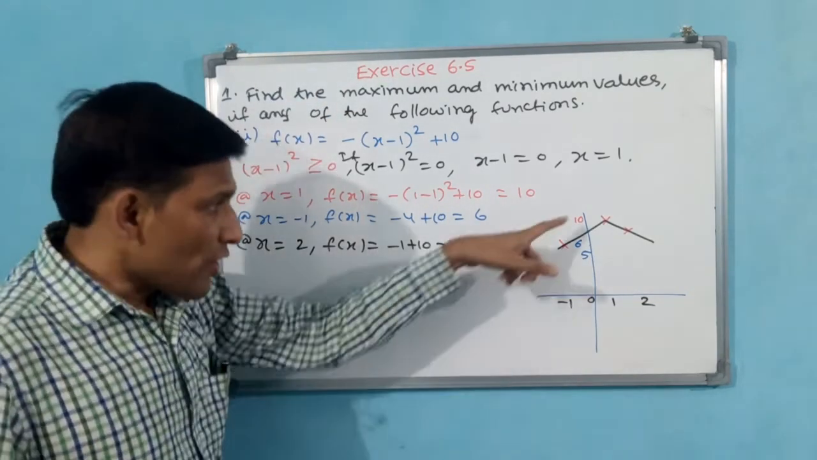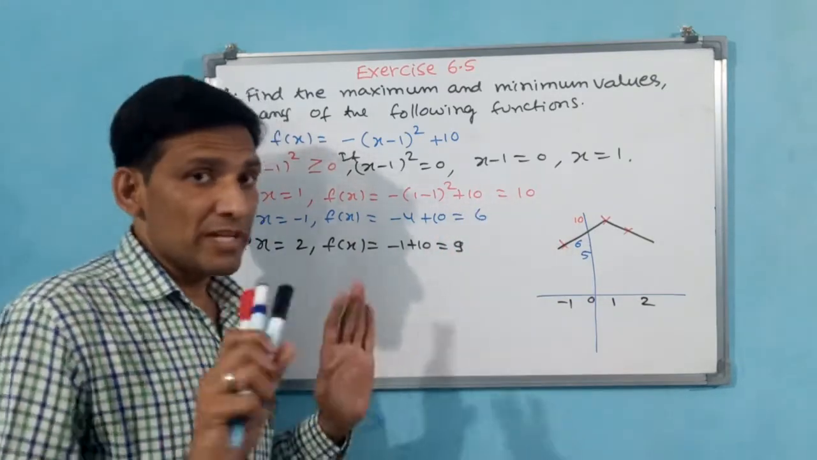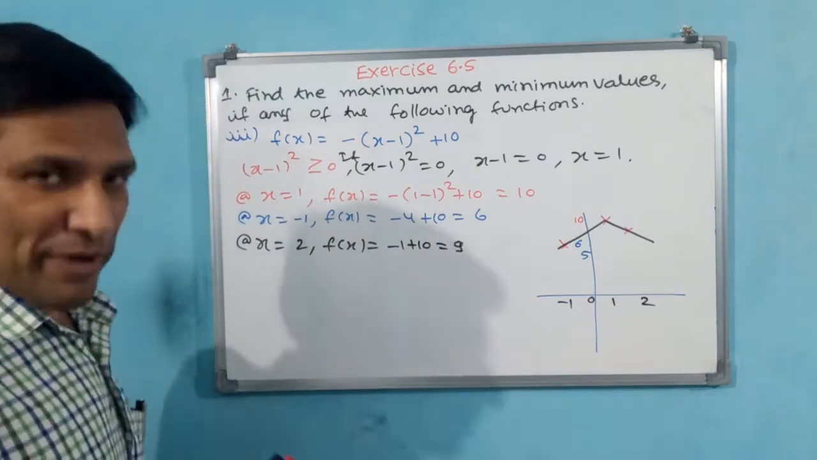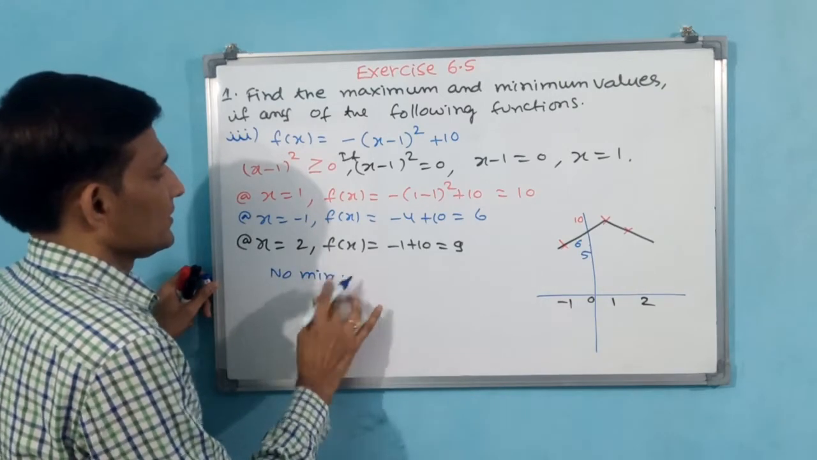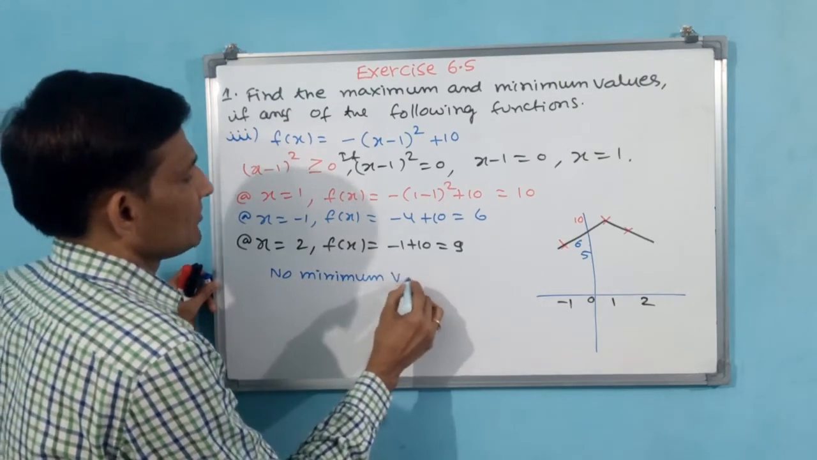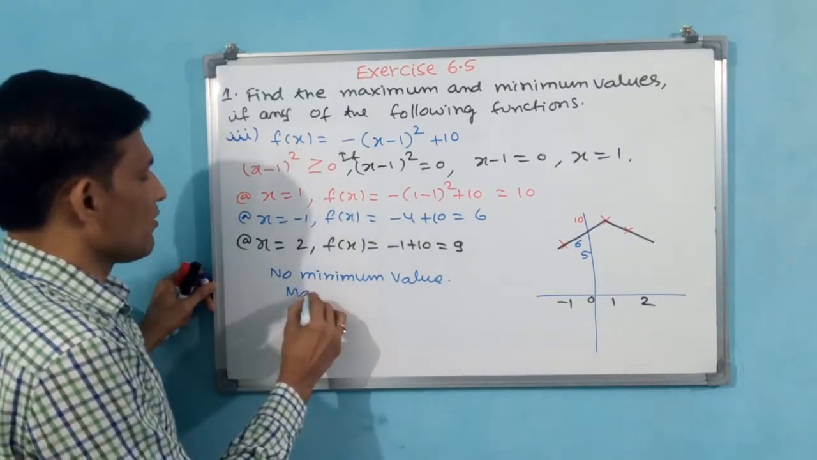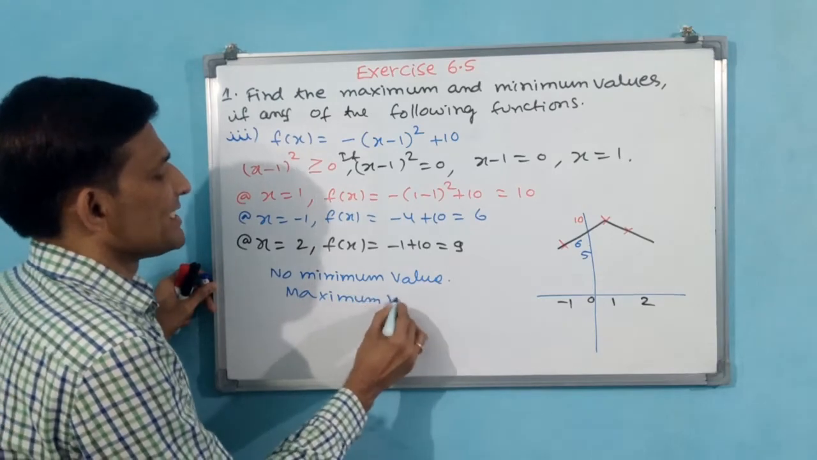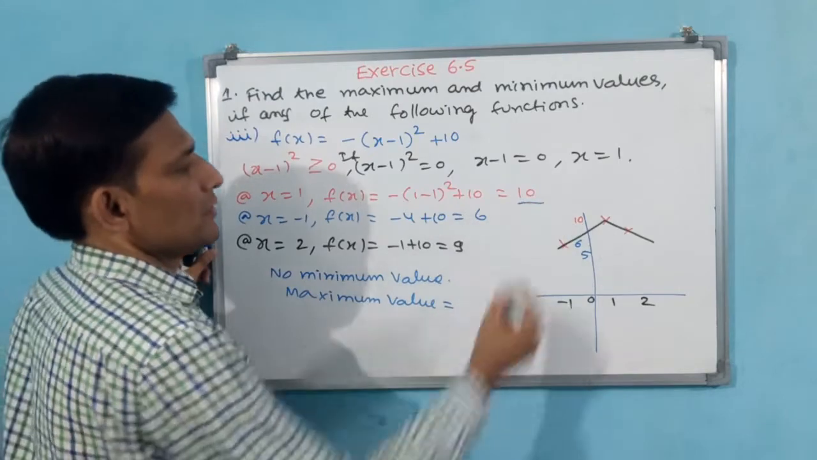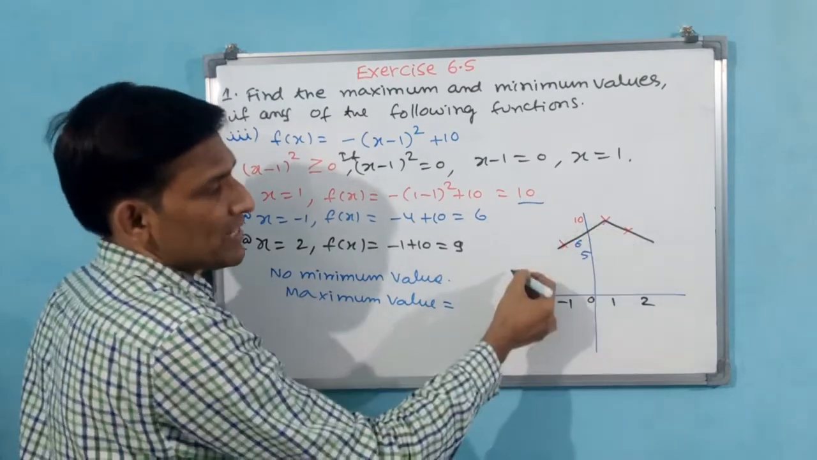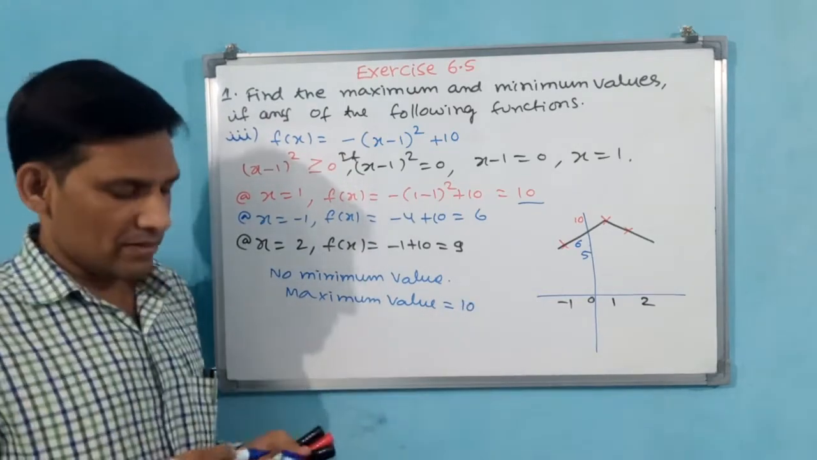Inverted V means on the negative side it goes to infinity, that means there is no minimum value. Write down: no minimum value. Maximum value, yes, maximum value is there. Write down: maximum value is equal to, how much? This 10. 10 is maximum. Why? Because on this side and that side, both sides less than 10 are coming. That means maximum value is 10.